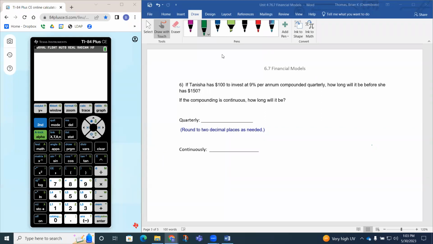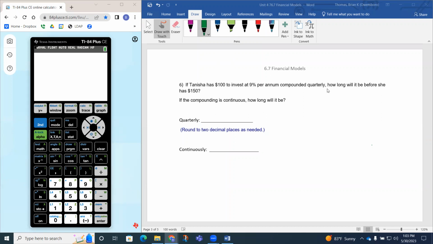So question 6: if Tanisha has $100 to invest at 9% per annum, which means annually, and it's compounded quarterly, so quarterly, remember that's 4 times a year, how long will it be before she has $150? And if compounding continuously, how long will it be? So let's start with quarterly.